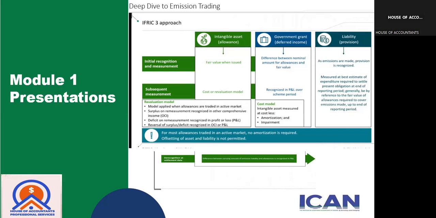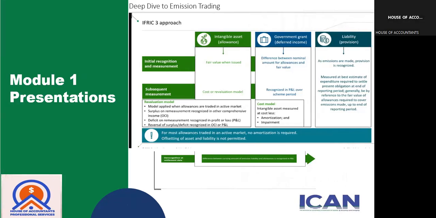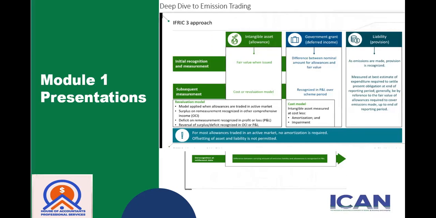The only thing is that we have to recognize this right, this allocation, as an asset. And what type of asset is it going to be? An intangible asset. Okay? Now, the government grant is going to be like a government grant. That is, the government is giving us this particular grant for us to operate. And we are going to have the difference between the nominal amount for allowance and the fair value, and we recognize it in P or L over the scheme period. If the grant given to us is to operate within 1 year, then it's going to be within 1 year. If it is for 5 years, then we also spread it over 5 years, and then we continue to amortize for that 5 years. Now, cost model: intangible asset measured at cost less amortization and impairment.